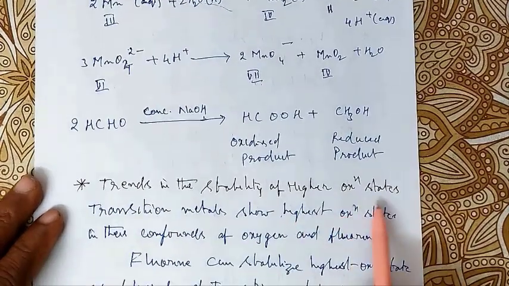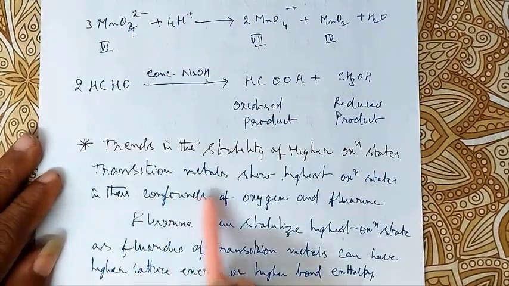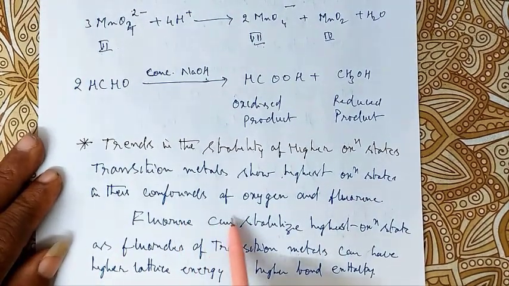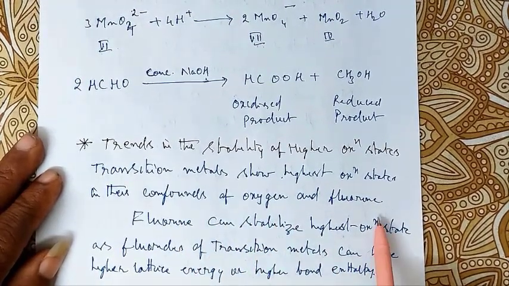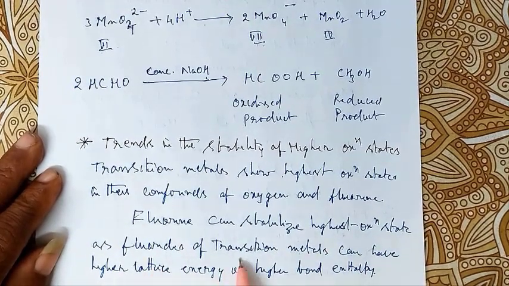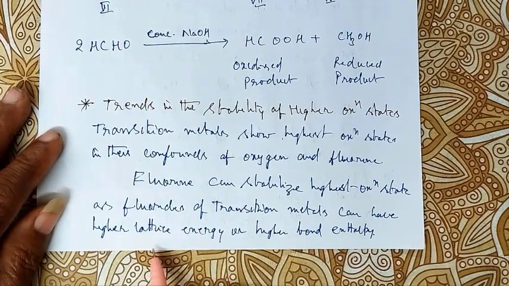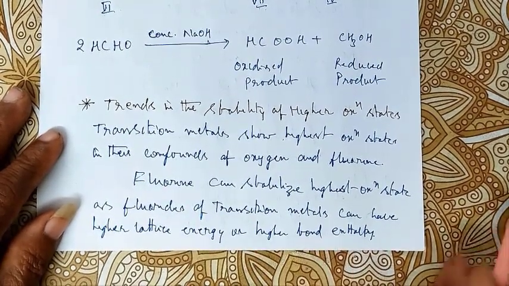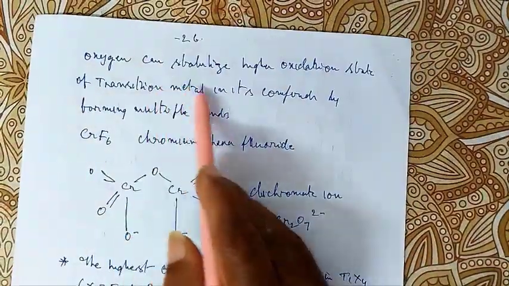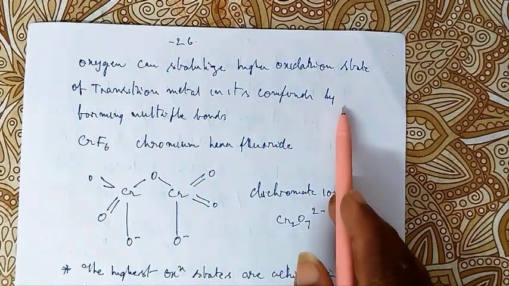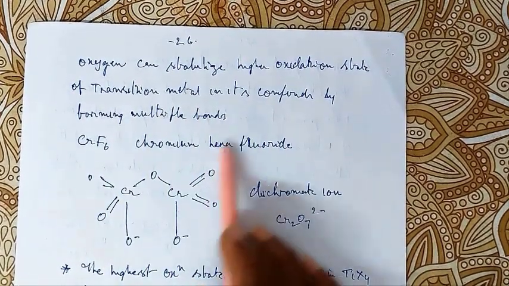Trends in the stability of higher oxidation states. Transition metals show the highest oxidation states in their compounds of oxygen and fluorine. Fluorine can stabilize the highest oxidation state, as fluorides of transition metals have higher lattice energy or higher bond enthalpy. Oxygen can stabilize higher oxidation states of transition metals in its compounds by forming multiple bonds.